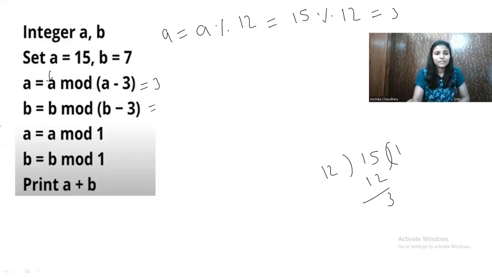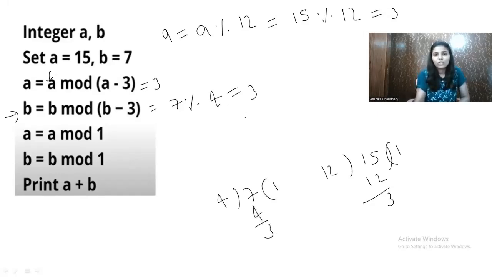Now at the 4th line, b assign b mod b minus 3. So this time b value is 7. 7 modulus 7 minus 3. So this will be 4. Now when we divide 7 by 4, the remainder will be 3 only. So this time b is also having 3.